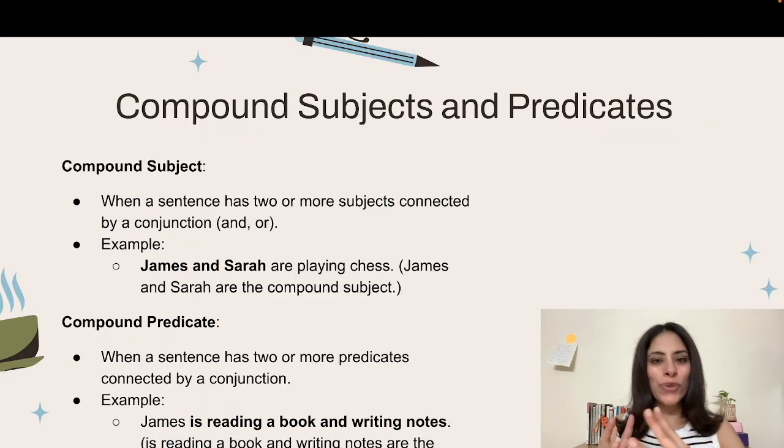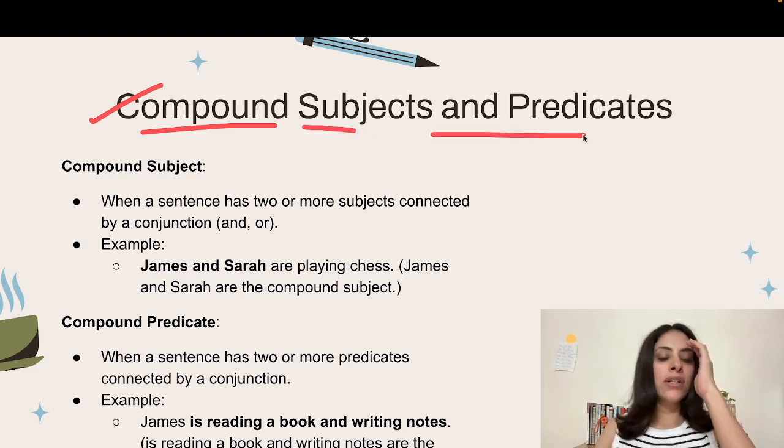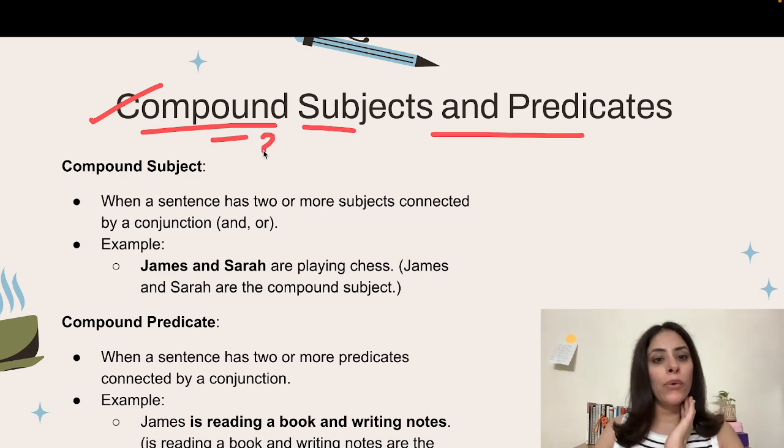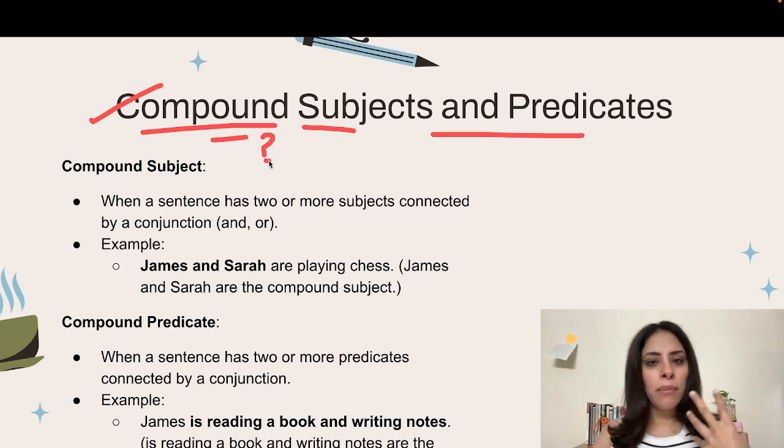Now we'll get to a bit more complex subject and predicate. These are known as compound subject and predicate. So what's the meaning of the word compound? You must remember it from the term compound nouns, where you have a particular noun for a group of things or a group of people. That is known as a compound noun.